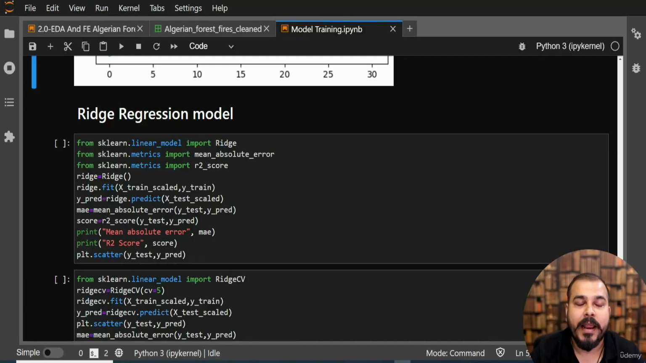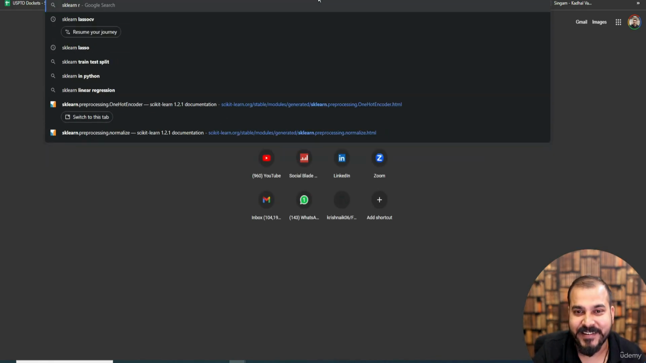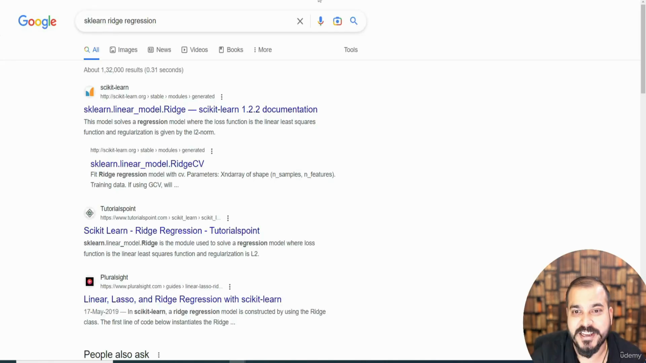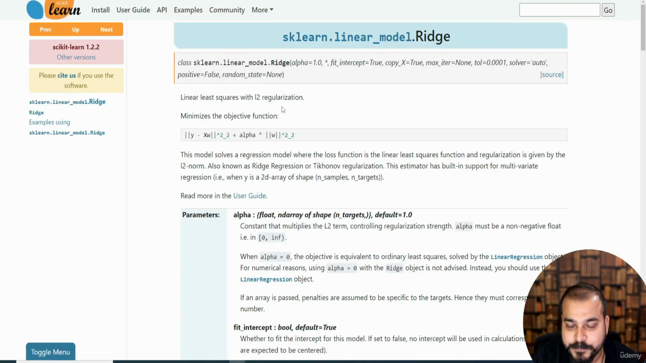So guys, now let's go ahead and implement the ridge regression model. Again, for ridge, we have to be dependent on sklearn. If I search for sklearn ridge regression, this is where the sklearn library is present. Again, ridge by default, if you remember, what kind of equation do we apply?